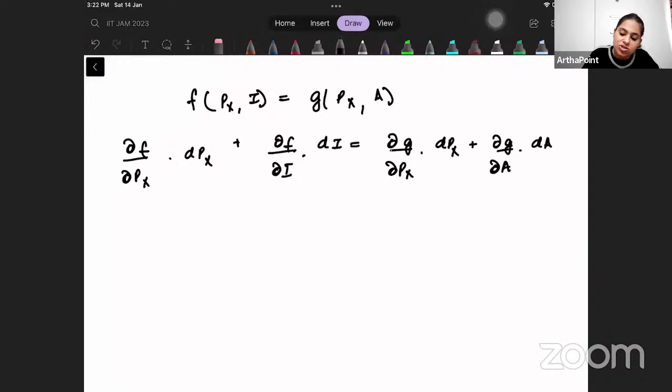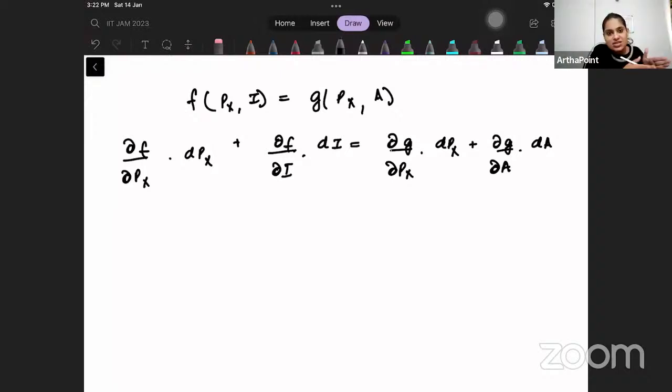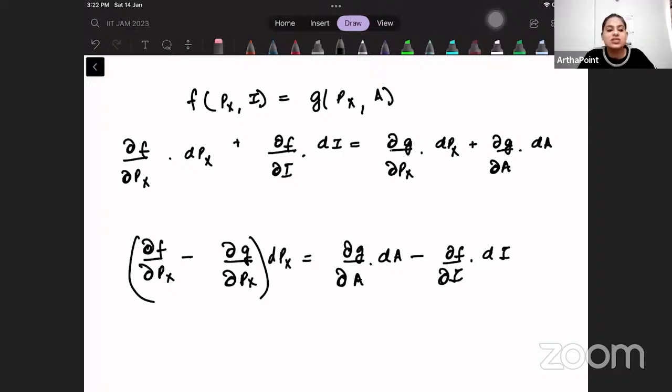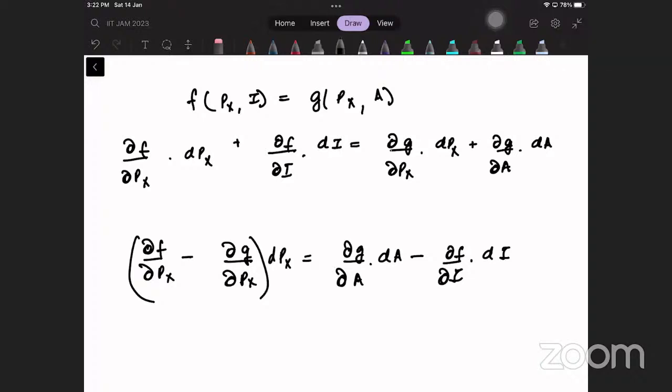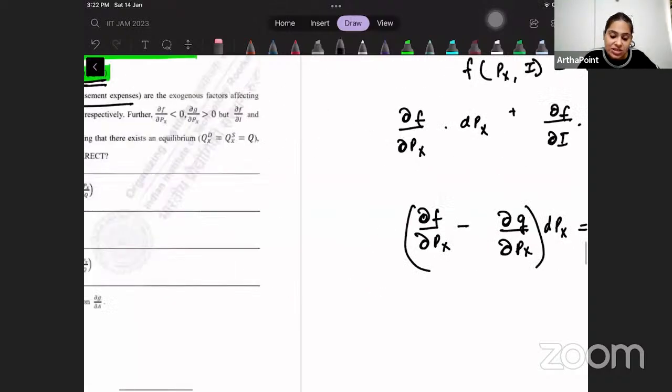Okay. Now just do one thing. Just bring Px on the same side. So I will get del f by del Px minus del g by del Px, dPx equal to del g by del A, dA minus del f by del I. This is what I have been able to get. Once I get this, can I go ahead and solve for the first part?